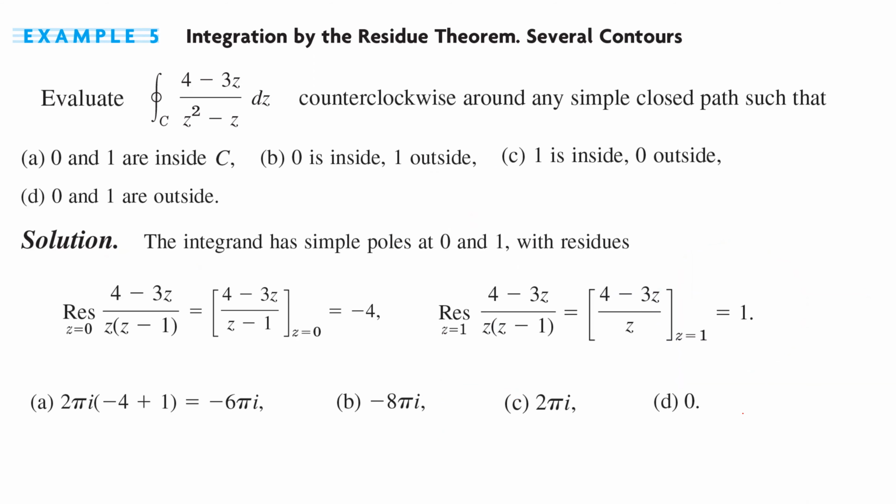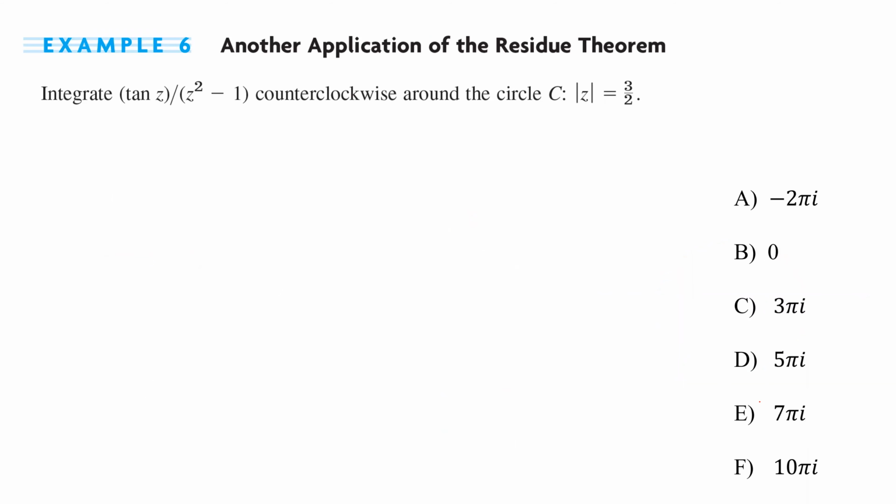All right. So here is the same problem from the book. Now we want to integrate tan of z divided by z squared minus 1 counterclockwise around the circle absolute value of z equal to 3/2. That means it is centered at the origin and has a radius of 1.5. What do you think the answer is? This takes a while, so let me do it myself.